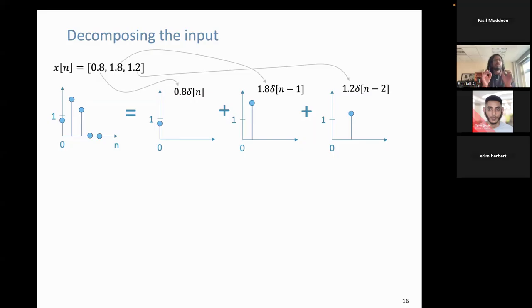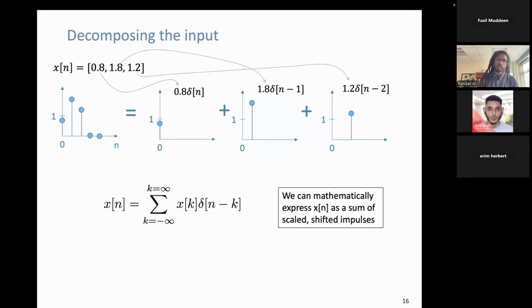So this is the first important point: if I look at discrete time signals in general, another way to think of them is as a sum of scaled, shifted impulses. And that's a really important realization when you start to think about discrete time signals. First of all, just to say mathematically, you would represent this as follows.